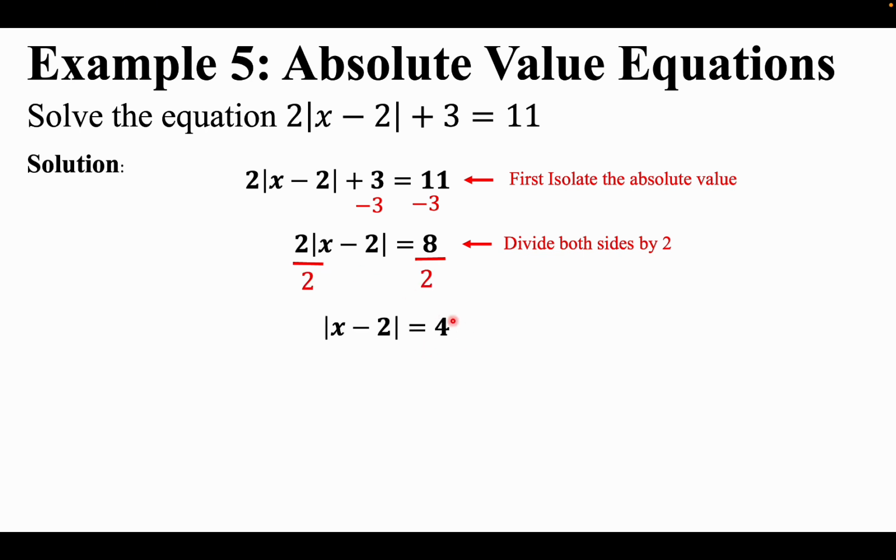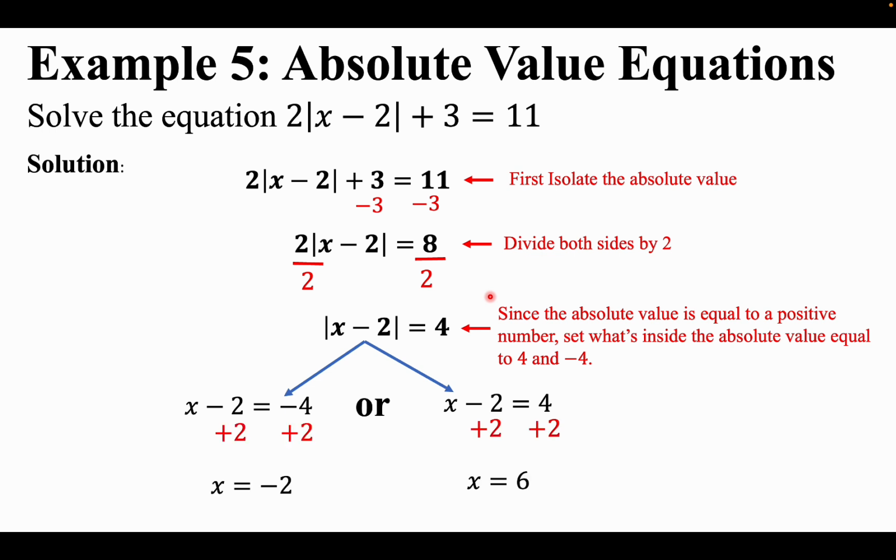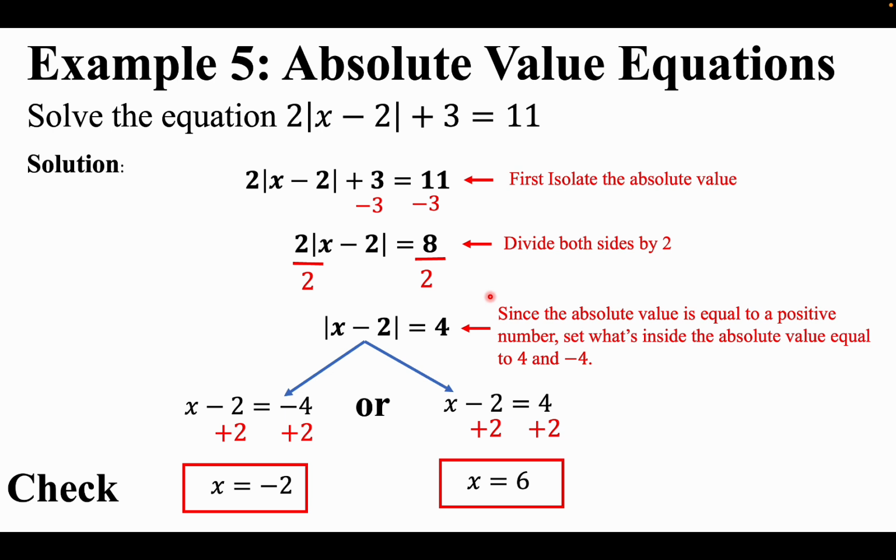Well, since the absolute value is set equal to a positive number, make 2 equations out of this. What's inside the absolute value equal to the negative 4, or what's inside the absolute value equal to the positive 4. And solve for x. Plus 2 plus 2, x equals negative 2, plus 2 plus 2, x equals 6. And check. If you check them, they both should work.